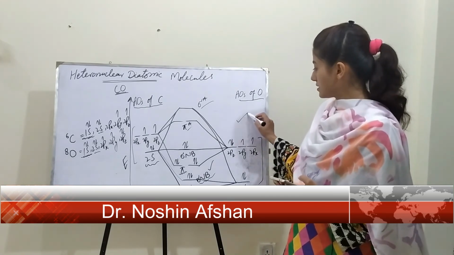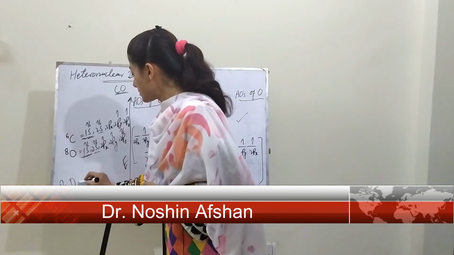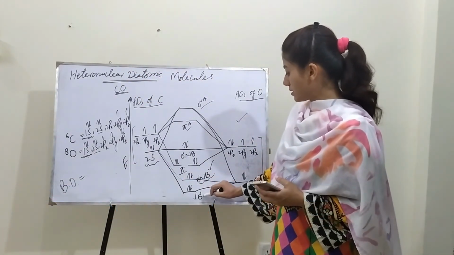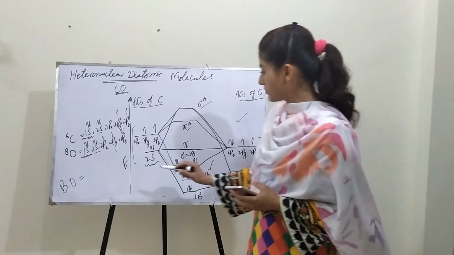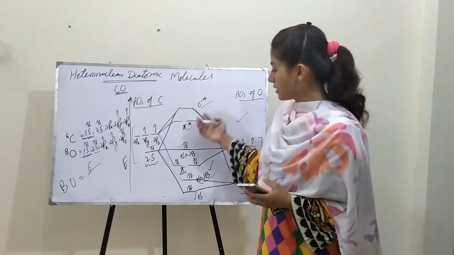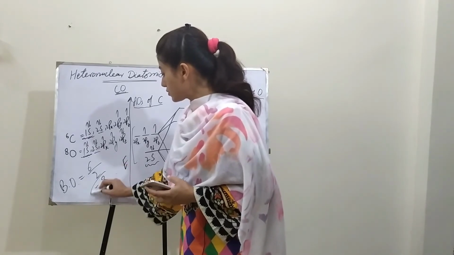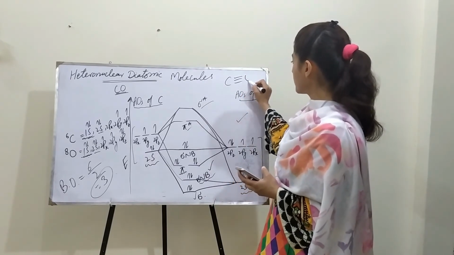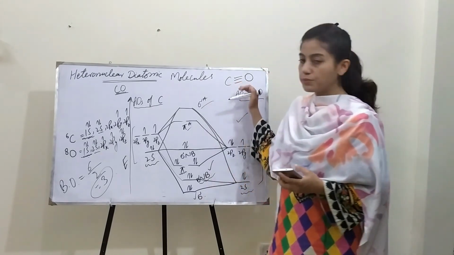And with the help of this we can calculate its bond order. 1 orbital is here and 2 orbitals are here, total 6 electrons, and there is no electron in the antibonding molecular orbital. 6 by 2 is equal to 3. So carbon monoxide has been formed by sharing or by forming a triple bond.